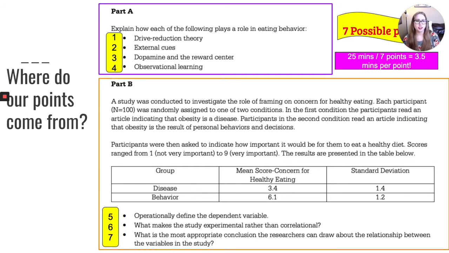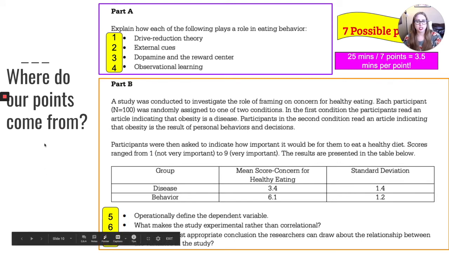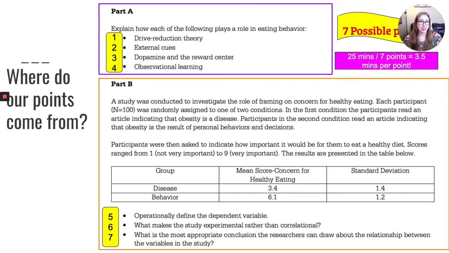And so when we break this down to see our possible points, you will see again, every bullet point listed is going to get you a point here. So if you miss a bullet point, that's a point you don't get, just like in the CAQs. So let's just focus on part A here. Part A says explain how each of the following plays a role in eating behavior, and then it lists out drive reduction theory, external cues, dopamine in the reward center, and observational learning. So part A, you're going to do a lot like what you did with the CAQs. You're going to have 4 paragraphs that explain how each of these concepts plays a role in eating behavior.